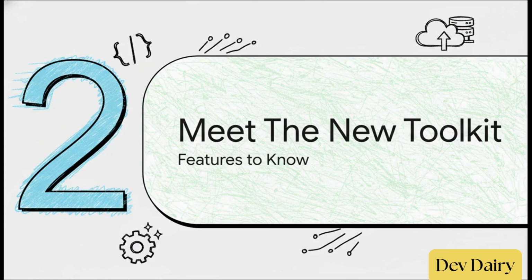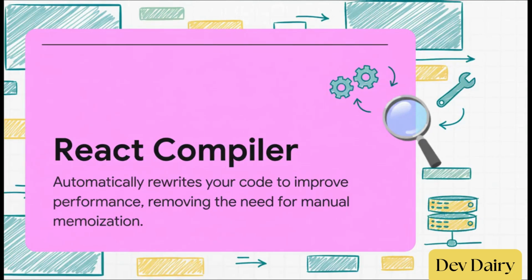Okay, now for the fun part. Let's meet the new toolkit. We're going to break down the brand new features and concepts that you absolutely need to know about. This is the stuff that's really going to change your day-to-day work. First up, we have to talk about the headliner, the absolute star of the show, the React compiler. So what is it? Well, think of it like a super smart assistant that automatically optimizes your code. You know, all that manual memoization we've been doing for years? Wrapping things in useMemo and useCallback just to stop them from re-rendering all the time? The compiler is designed to make all of that just disappear.